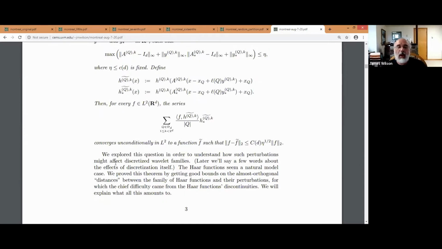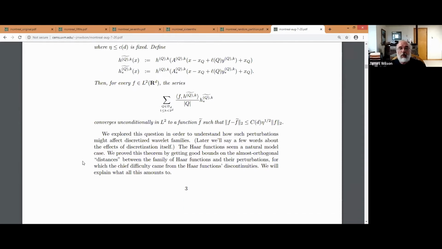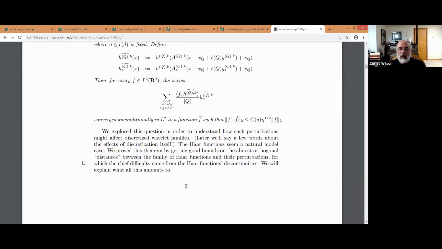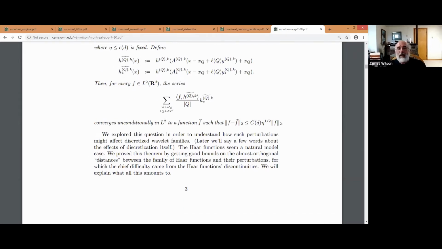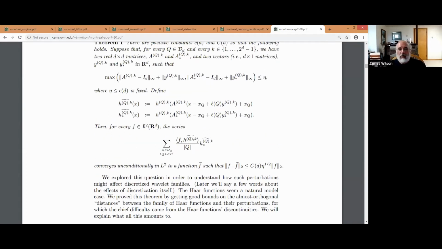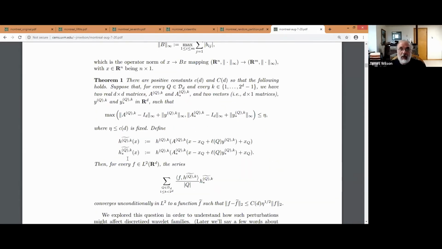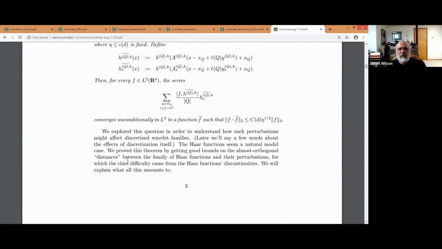Now I explored this question because I was interested in understanding how perturbations like this might affect discretized wavelet families, and I'll say a few words about how the discretization itself affects that later. And the Haar functions seem like a natural model case. This theorem is in a paper that I'm sending around now.